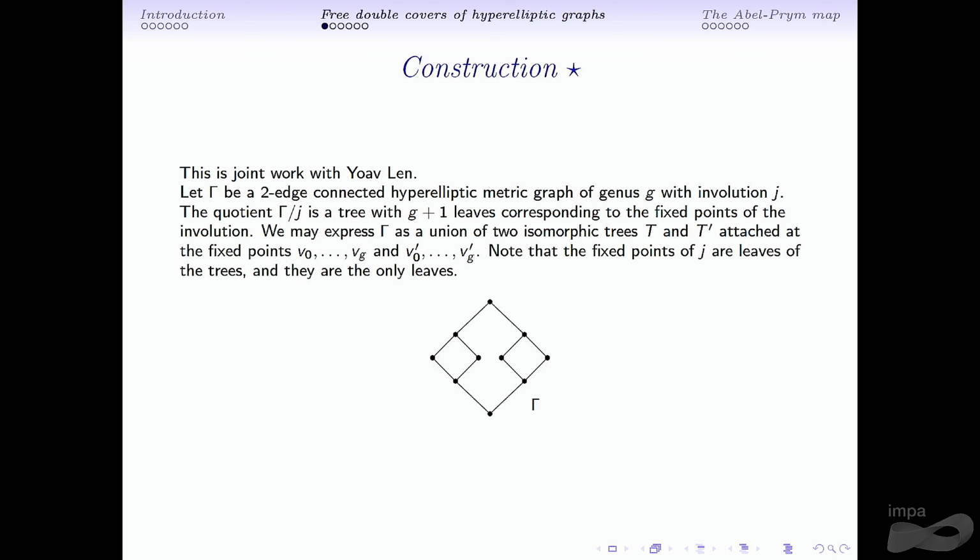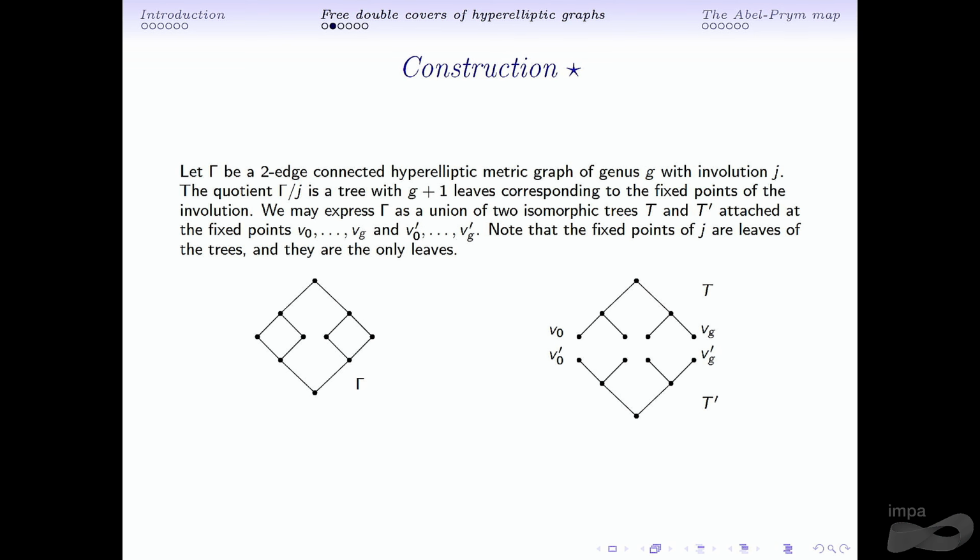I will give you an example. For instance, I will consider this genus 3 metric graph. And the quotient will be 2 copies of the same tree that I will call T and T prime. And we have exactly g+1 leaves, v_0, v_g, v_0 prime, and v_g prime. And those are the fixed points of the hyperelliptic involution.